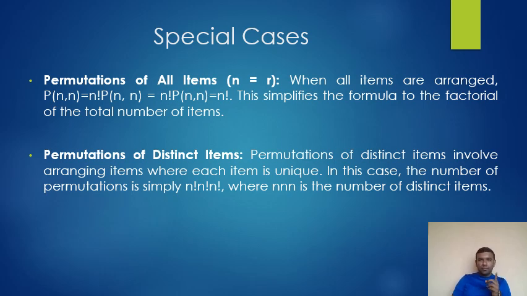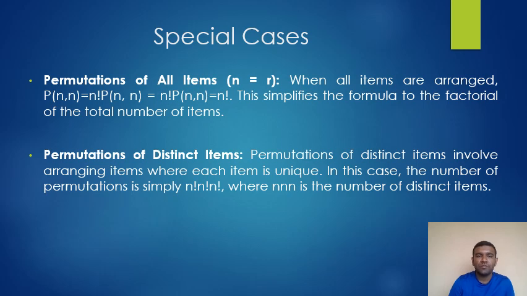Even if we put the P(n, n) formula, the final answer would be 6. And if we take it as 3 factorial directly, again we would reach the same place. The final answer would be 6, because the value of 3 factorial is 3 into 2 into 1, which is 6. 3 twos are 6 and 6 ones is 6. This simplifies the formula to the factorial of the total number of items.